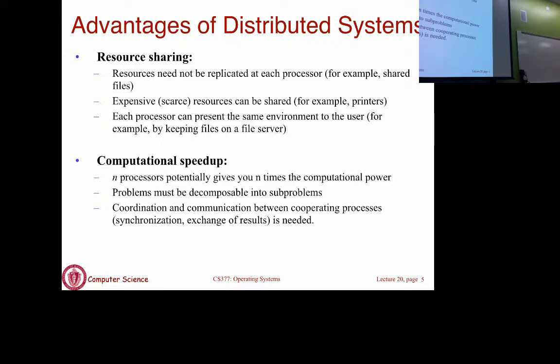Yes? Wouldn't it be extremely slow to be sending information over the network? Okay, that's a good point. The point is, wouldn't it be extremely slow to send information over a network? Indeed, that is a problem. If your application requires frequent exchange of data or messages, and you're doing this over a network, it is going to slow down your application.